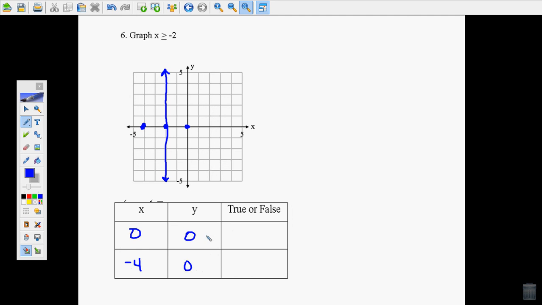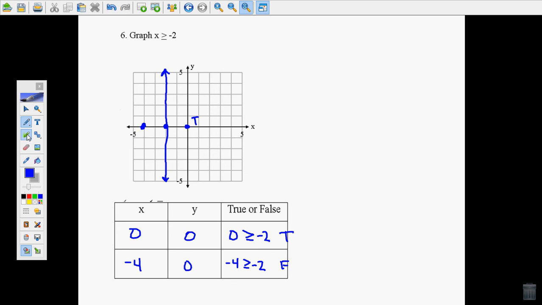This time I don't have any place to plug in the y, but I can plug in the x. So the first one would be 0 greater than or equal to -2. Is that true or false? That's true. So 0, 0 is true this time. Okay, -4, 0. Again, no place to plug in the y, but I plug in -4 where the x is. Is -4 greater than or equal to -2? Well, that's not true. -4 is smaller than -2. It's more negative than -2. So that's why it's false.